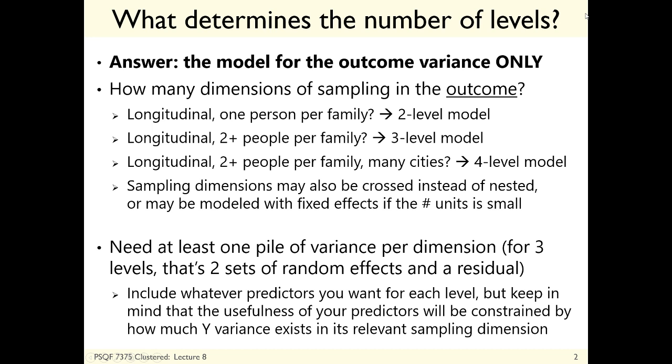One question I get frequently from people is, how do you know how many levels you have? The answer is always, it depends on your outcome. It does not depend on your predictors at all. So if, for instance, I have a longitudinal model and I've sampled 1 person per family, then that is a 2-level model regardless of whether I'm thinking of some of my predictors as family-level characteristics, person-level characteristics, or time-level characteristics. In that type of design, if I have 1 person per family, family and person are the same thing.